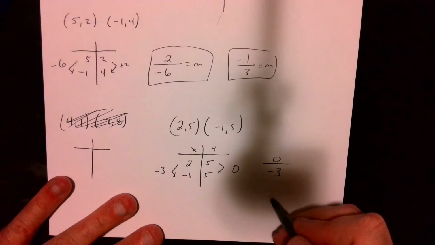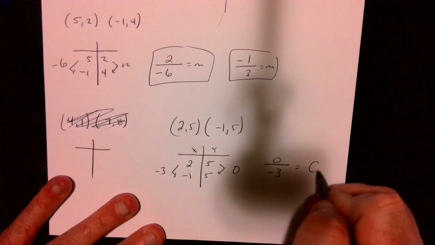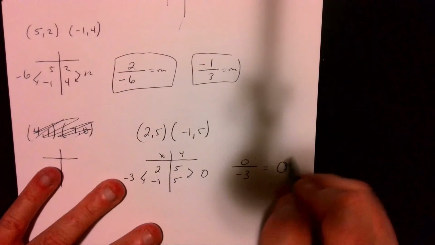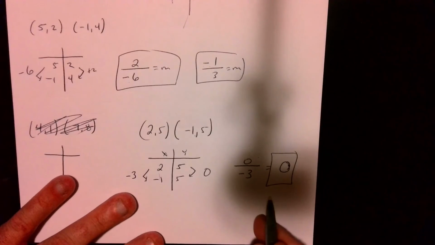So what does that mean? 0 divided by anything is always 0. We get a big whopping 0. My answer is 0. So what does that mean that the slope is 0?